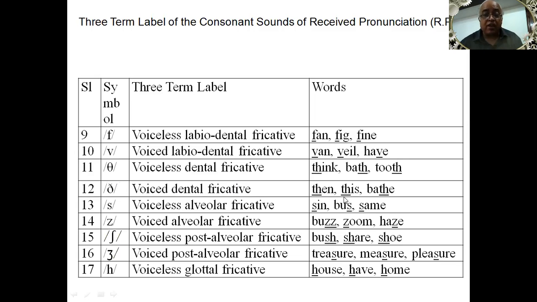Th in the word then, th in the word this, th in the word bathe. See, this is a bath here, b-a-th bath, and b-a-th bathe, the bathe. So these two symbols we have to look for. These are little problematic maybe.